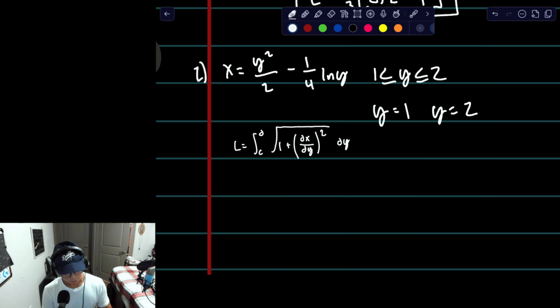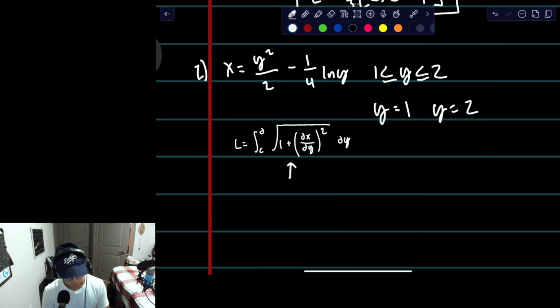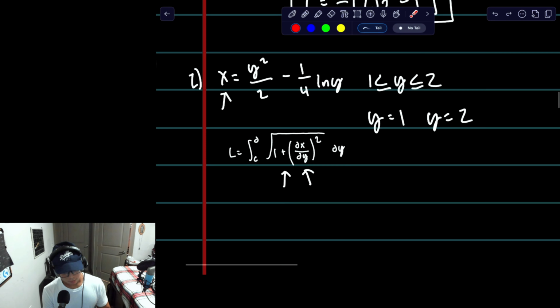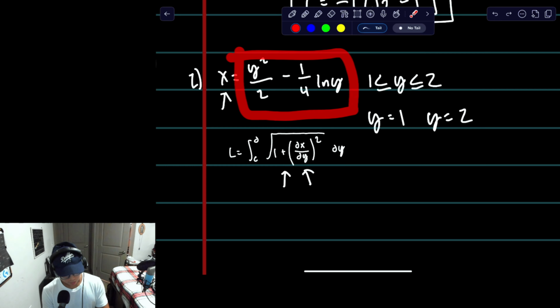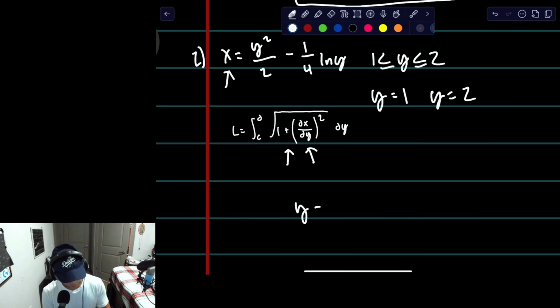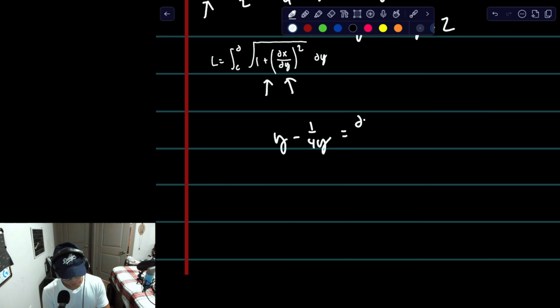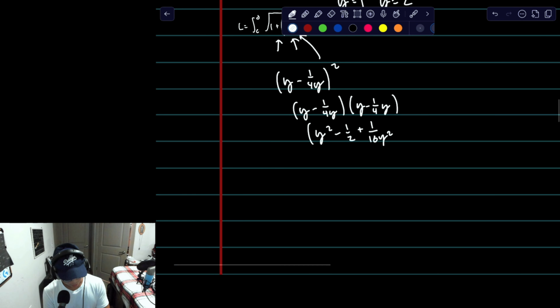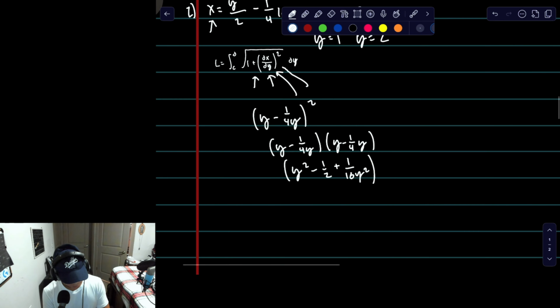The easiest way to approach this is to solve for the inside of the square root, but to do that, we also need to solve our dx over dy. The equivalent of dx over dy is just finding the derivative of our x function, which is this whole thing. Once you finish deriving this entire equation, all you end up getting is y minus 1 over 4y, which is our dx over dy. So now we have something to plug in there, giving us y squared minus 1/2 plus 1 over 16y squared. Again, this is just our inner function inside the parentheses because we squared it. So now we have to add this 1 over here.